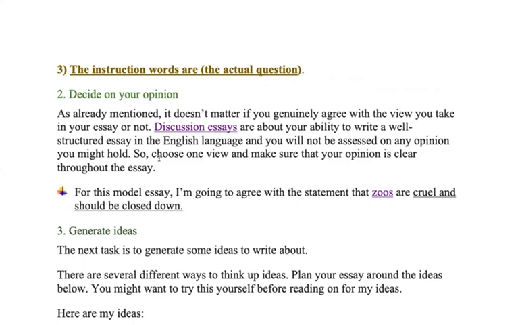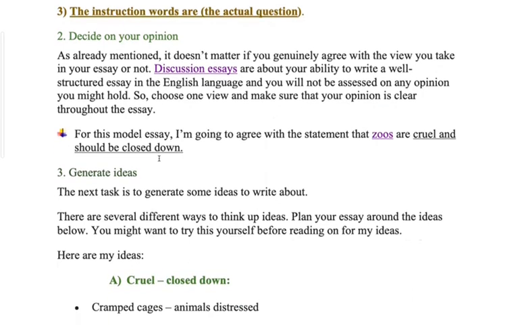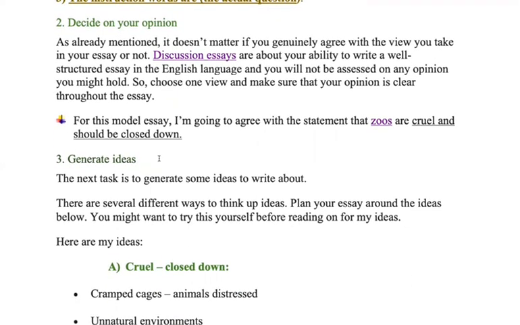As an examiner, I don't care if you agree or disagree with this opinion, but most importantly here is just to be able to write a well-structured essay in the English language. That's it. Choose one view and make sure that your opinion is clear throughout the essay. For this model essay, I'm going to agree with the statement that zoos are cruel and should be closed down. So that's what I will go with.